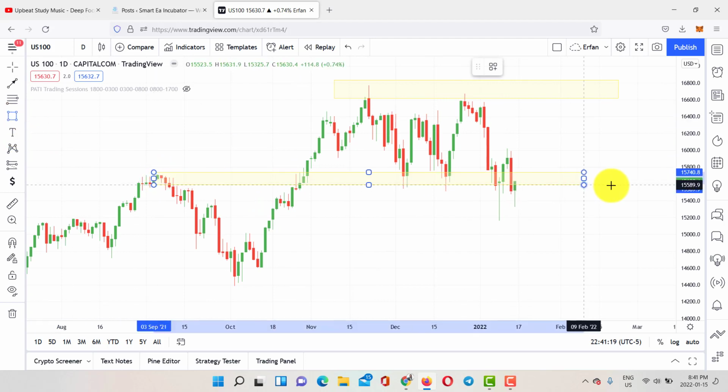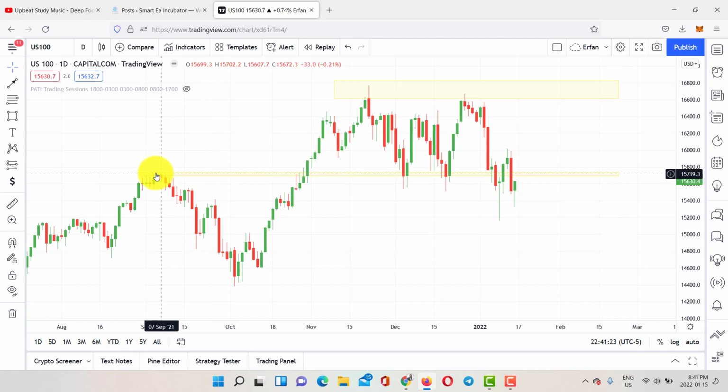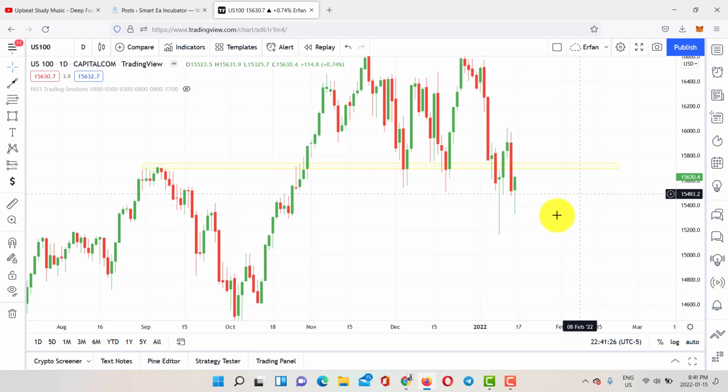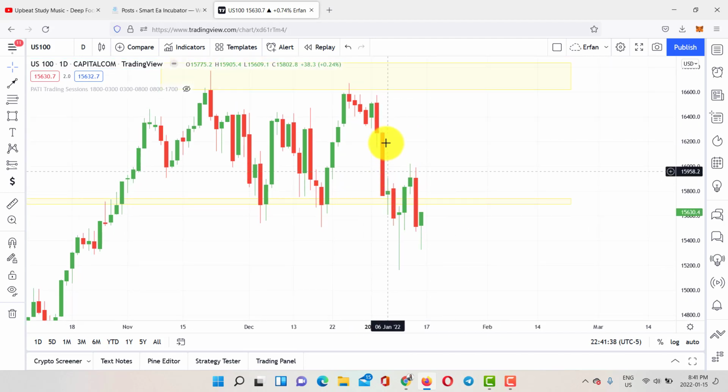But here we have a really good support level. See, we have a very good support level, and then we had a break of structure here, correction, and this correction caused another break of structure, and now it broke it again. So that's why I'm saying it's kind of choppy, but we have so many gaps here.